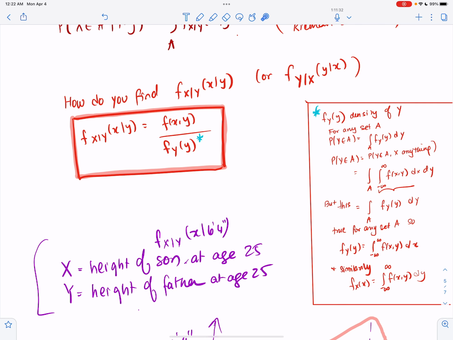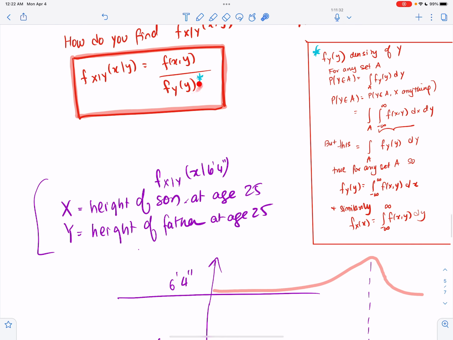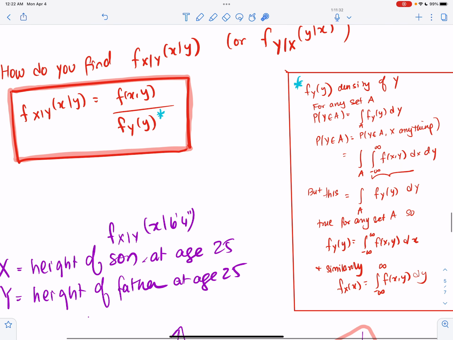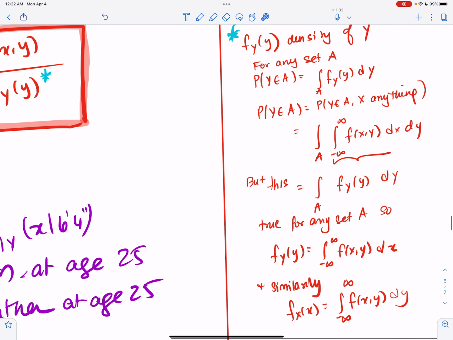This is called the marginal density of y. This is the PDF of y. How do you get the PDF of y? Here is a small description of how you get the PDF of y.